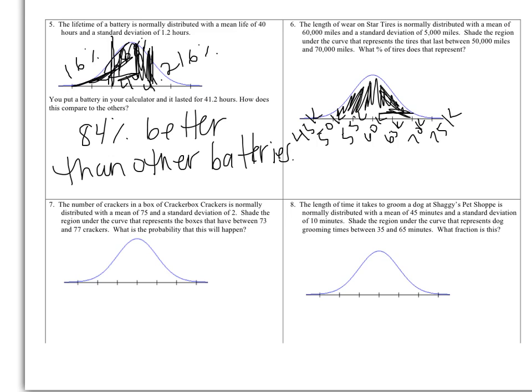And luckily, this one is actually a pretty simple one because if you look, from here to here, those are equal distances, that's 2 standard deviations below and above the mean. That's a really simple one. That's 95% right there. All right, let's move on to the next one.